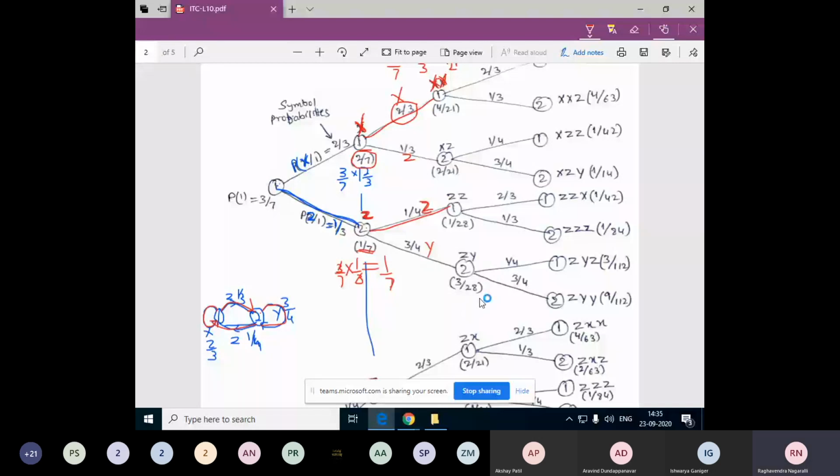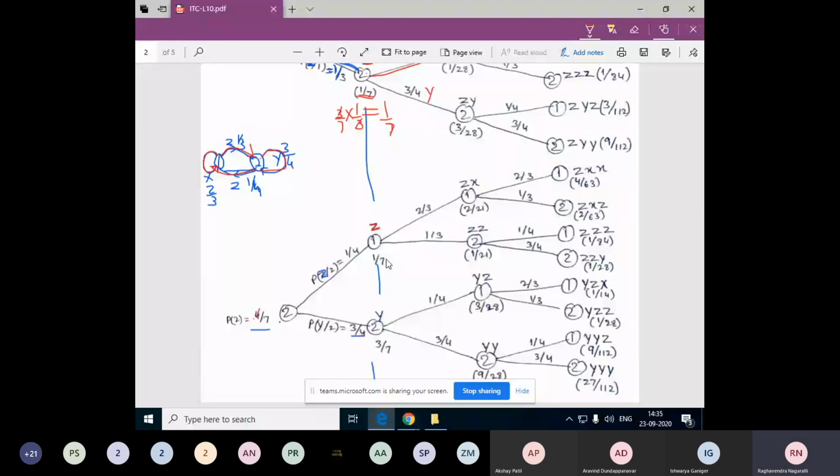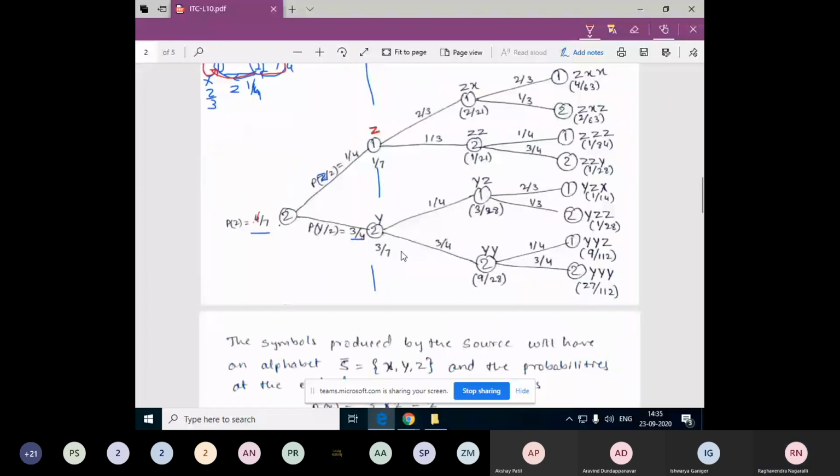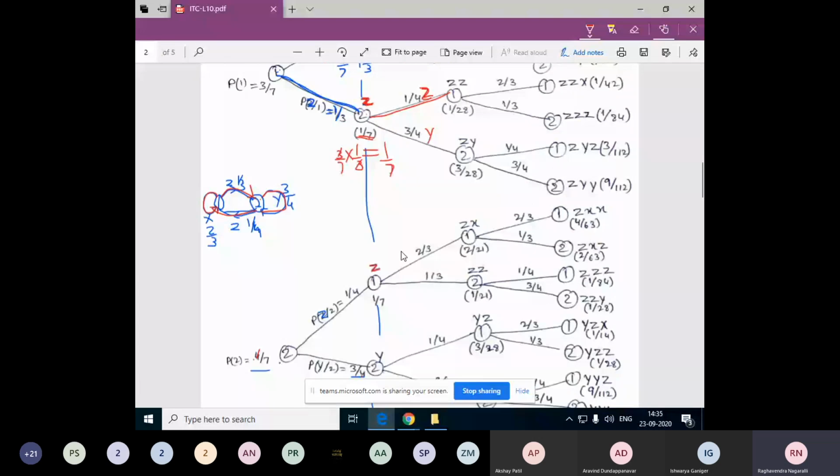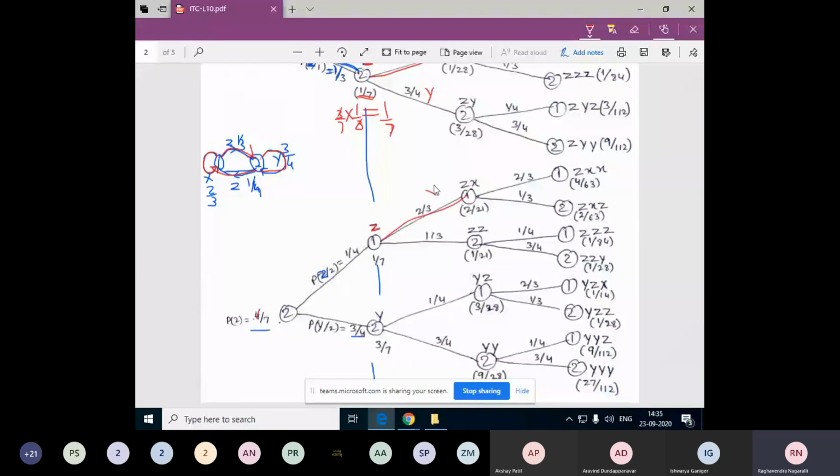Similarly, in this tree diagram, from 1 to 1, the symbol emitted is X. From 1 to 2, we have a symbol emitted. Which is the symbol emitted from 1 to 2?